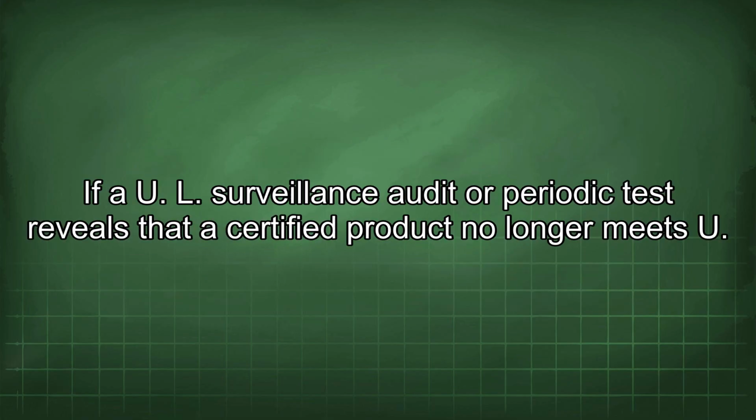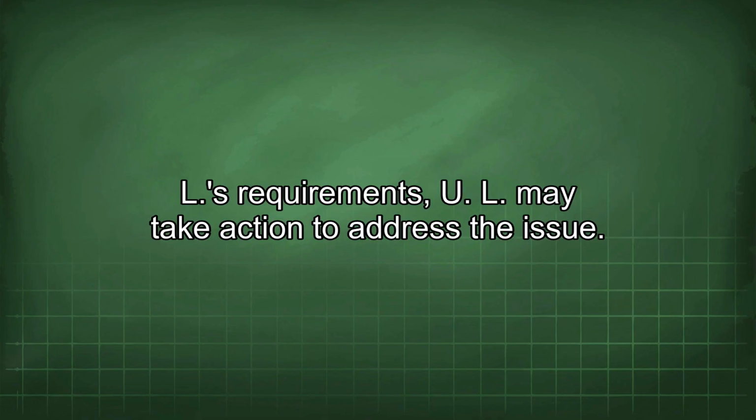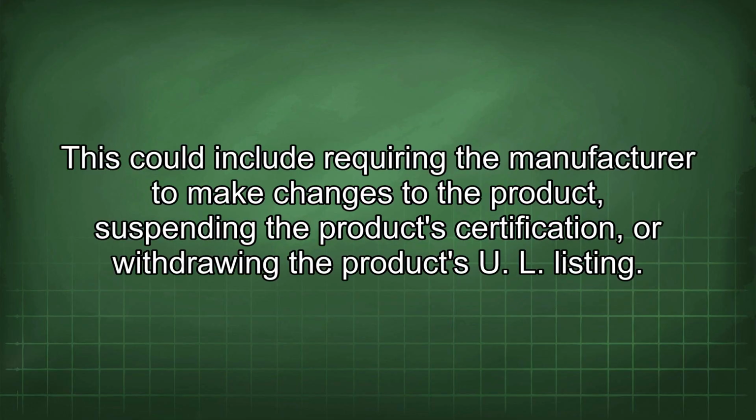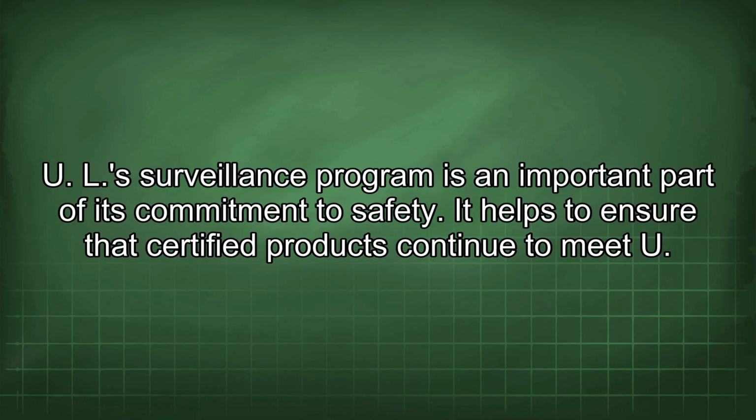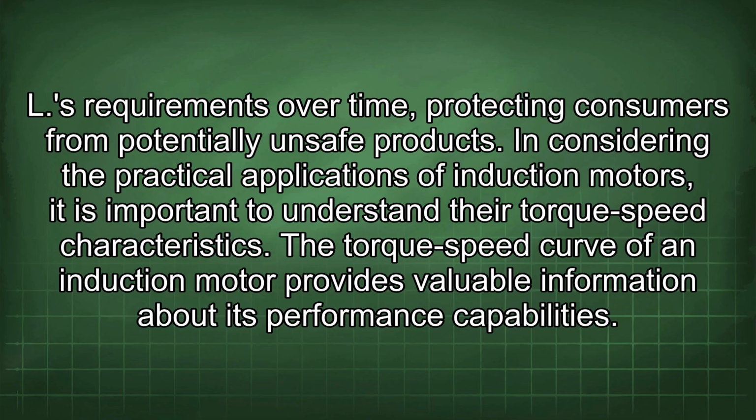If a UL surveillance audit or periodic test reveals that a certified product no longer meets UL's requirements, UL may take action to address the issue. This could include requiring the manufacturer to make changes to the product, suspending the product certification, or withdrawing the product's UL listing. UL's surveillance program is an important part of its commitment to safety. It helps to ensure that certified products continue to meet UL's requirements over time, protecting consumers from potentially unsafe products.